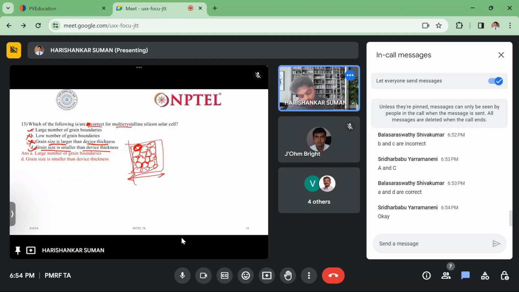So this is the question. Please correct it. Which of the following is/are correct for multicrystalline silicon solar cell?